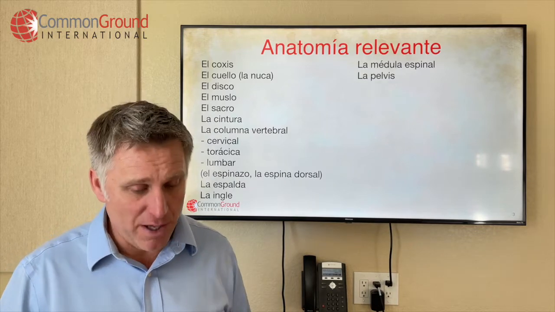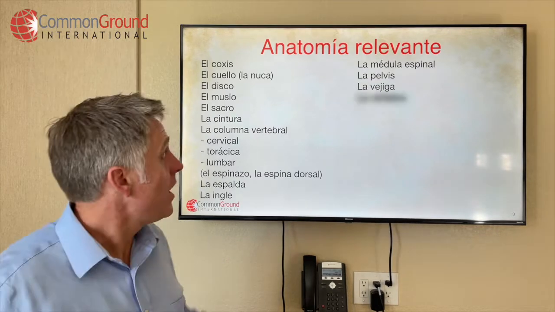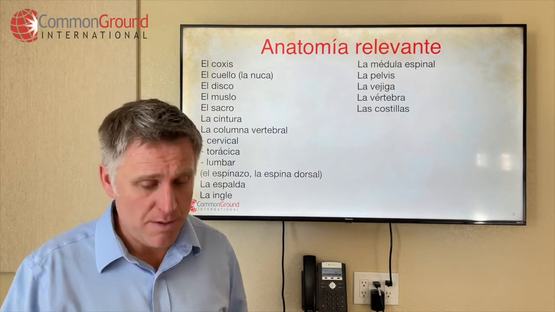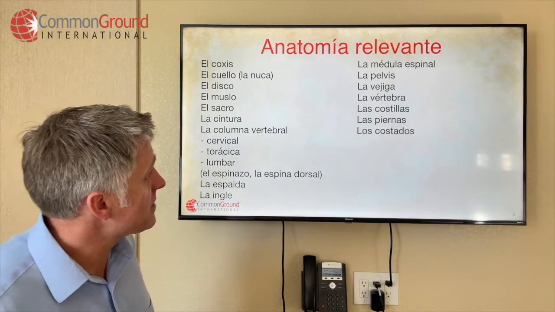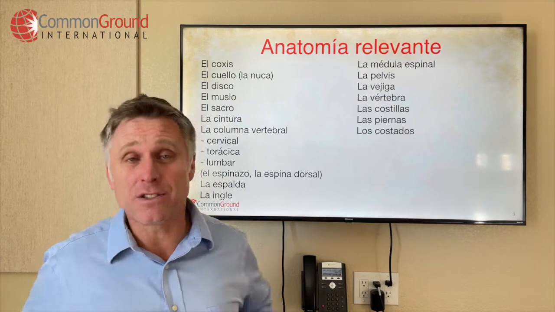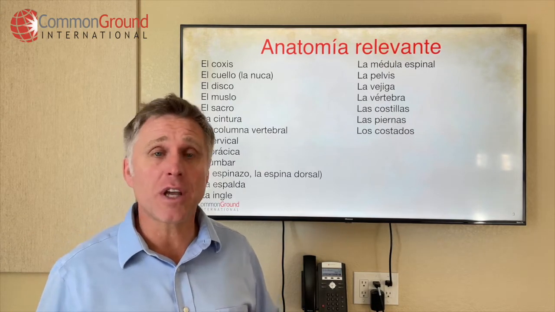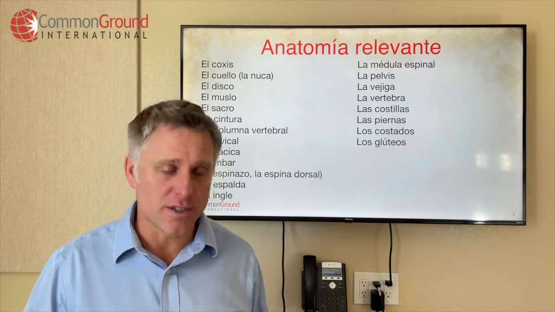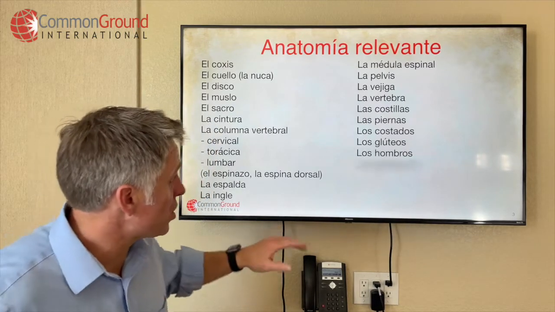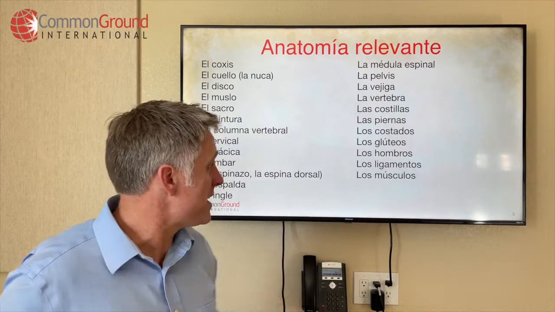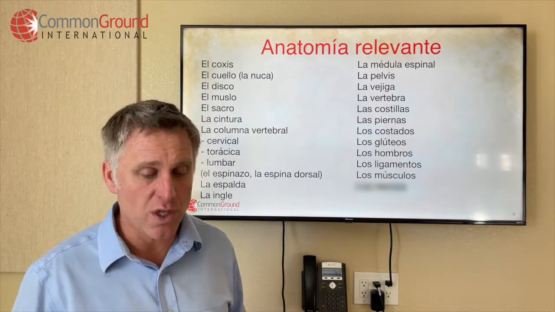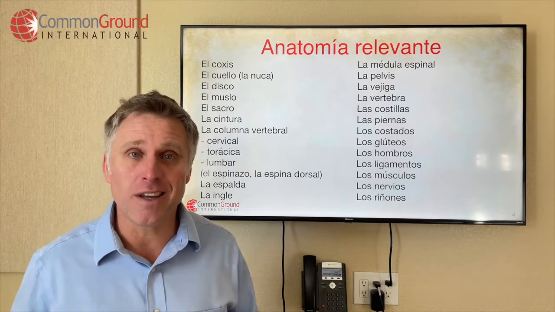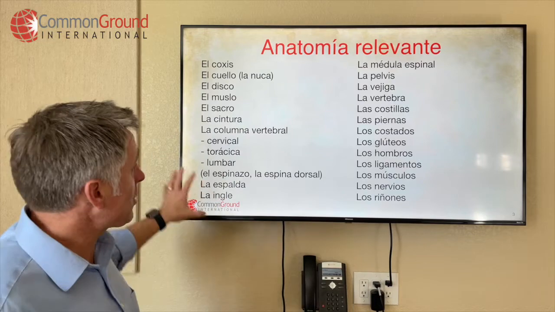La pelvis, pelvis. Vejiga, bladder. La vértebra, vertebrae. Las costillas, ribs. Las piernas, legs. Los costados, sides, like el costado derecho, el costado izquierdo, sides. Los glúteos, a great word for bottom or butt for adults, los glúteos. Los hombros, shoulders. Los ligamentos, ligaments. Los músculos, muscles. Los nervios, nerves. And los riñones, kidneys, okay? All right, so that's some anatomía relevante.